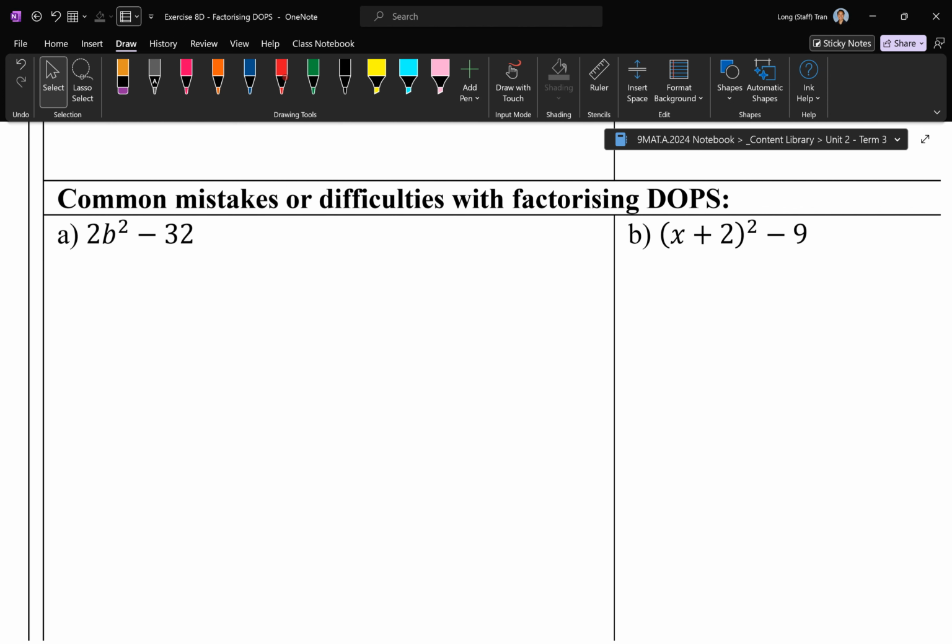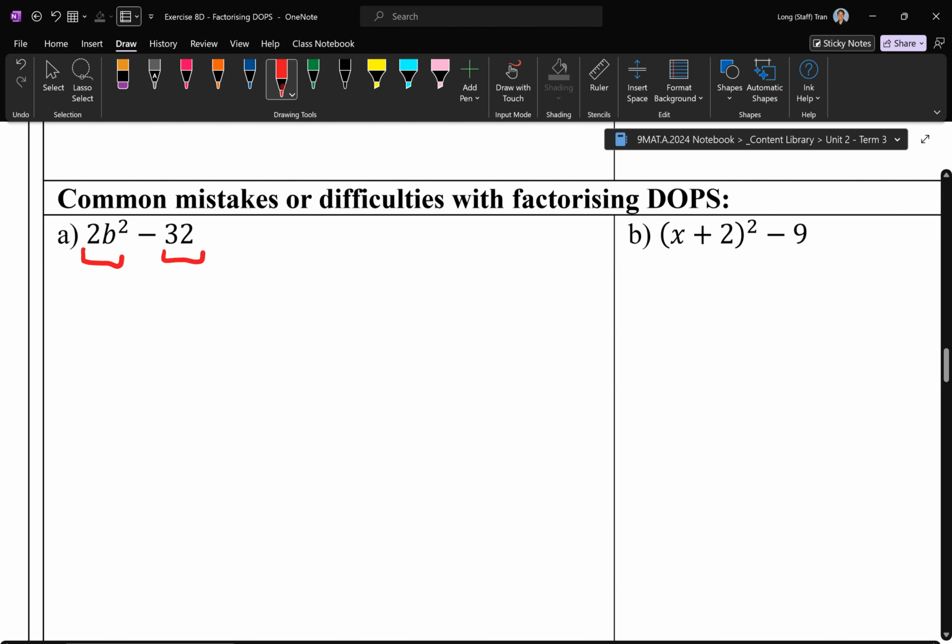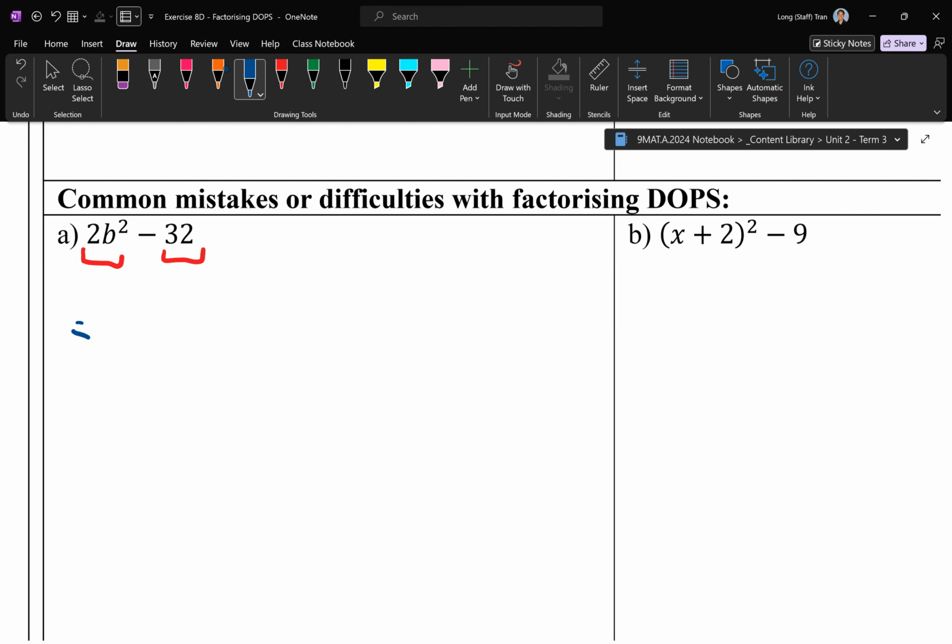Okay? In the year 9 and year 10 level, if you're doing a bit harder questions, one of the things that they want you to pick out on, right here, 2b squared and 32, before you even do the problem, is that there's a common factor. If you factorize it first, it actually makes your life easier. Now, what's common about 2b squared and 32? What do they both have in common?